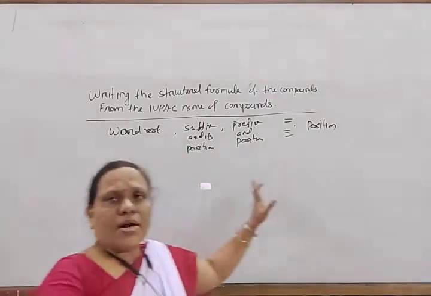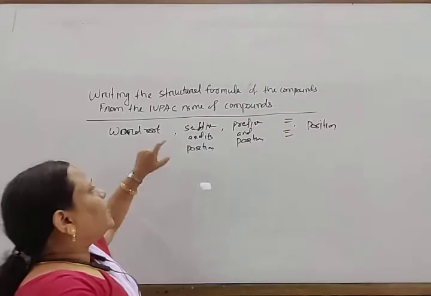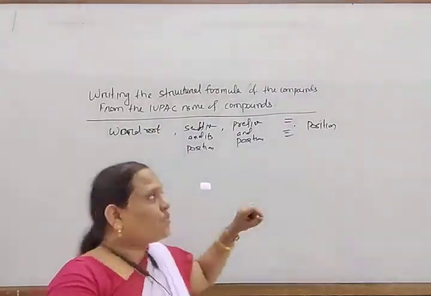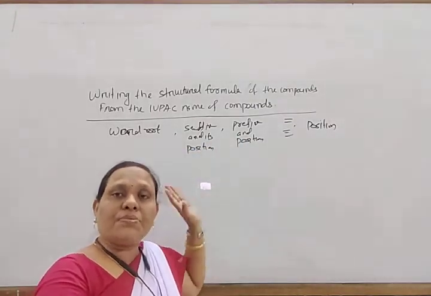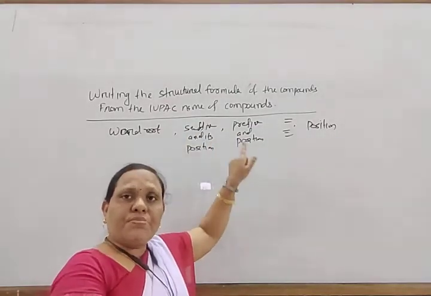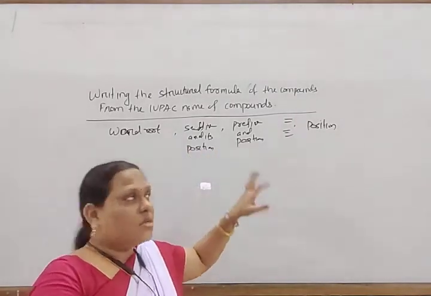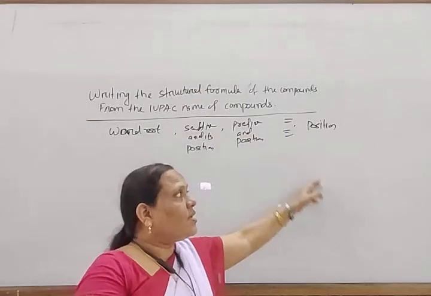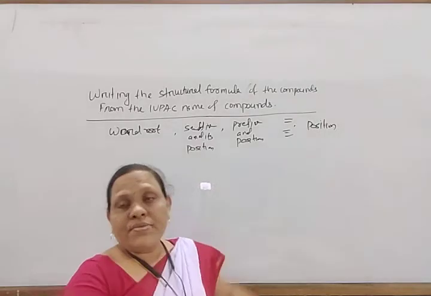So first find out the word root. According to the word root, give the number of carbon atoms in a straight chain. Then what is the suffix? To that write down what is the functional group present. If the prefix is present, what are the prefixes present, and what is the position. So substitute the prefix. For the prefix, what is the functional group? What is the substituent present? Write down that. And if double bond, triple bond and position are given, then at that same position give the double bond and triple bond.